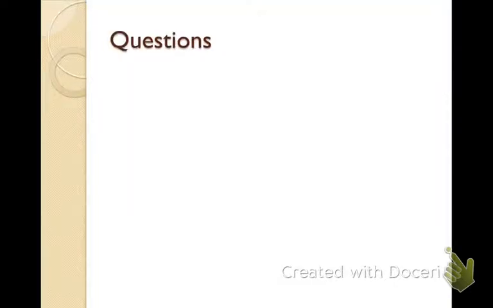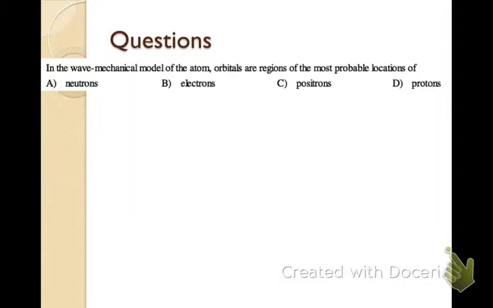Alright, so here's some questions that you might see from the Regents, and these are all Regents-based questions actually. So in the wave mechanical model of the atom, orbitals are regions of the most probable locations of... Anytime you see orbital, I want you to make sure that you know that those are going to be electrons.